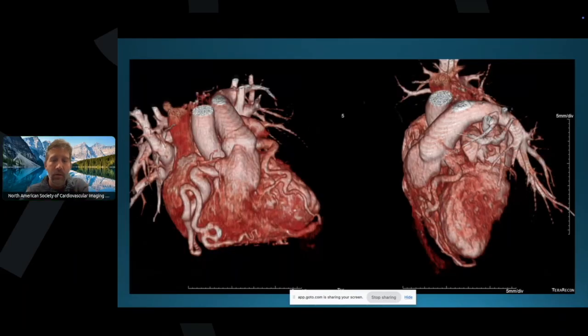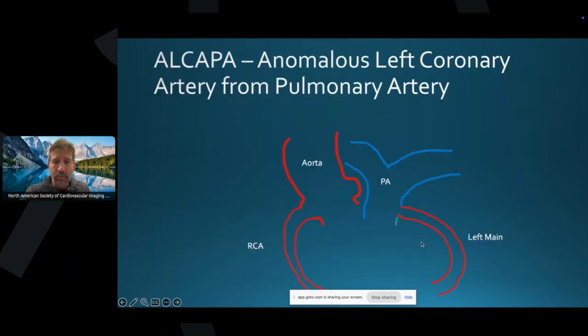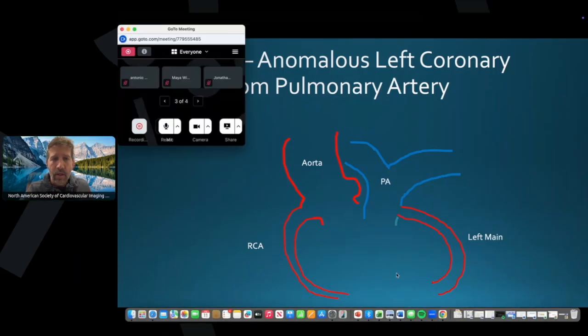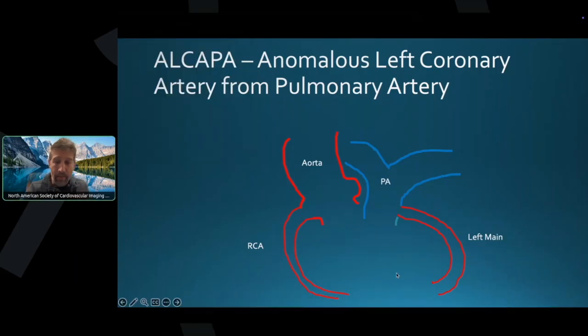So here's a reformatted image showing all vessels are dilated, not just the left main, but you can see that the right coronary artery is tortuous, is markedly dilated as well. So what happens is that people would think, oh, you have the left main coming off of the pulmonary artery, right? And that patient is going to get non-oxygenated blood supplying that myocardium, but that's not what happens.